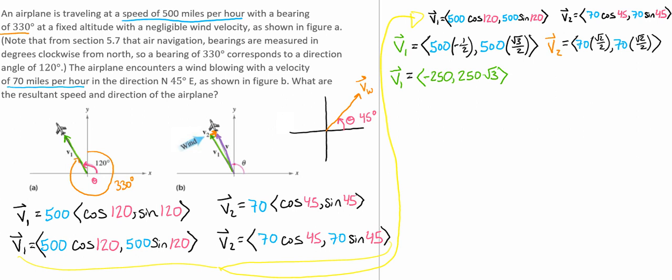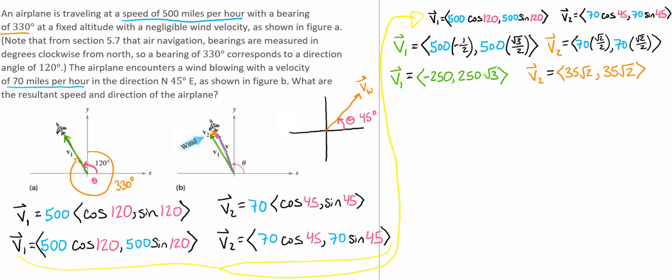Our wind vector is going to be 70 times radical 2 over 2 and 70 times radical 2 over 2. Again, we got the radical 2 over 2's by looking at the unit circle and seeing that the cosine of 45 was radical 2 over 2 and the sine of 45 was radical 2 over 2, which tells us that our wind vector equals 35 times radical 2, comma 35 times radical 2.